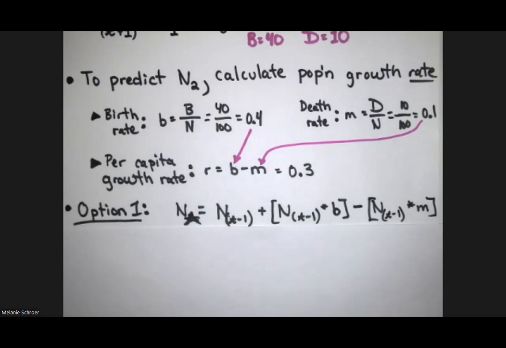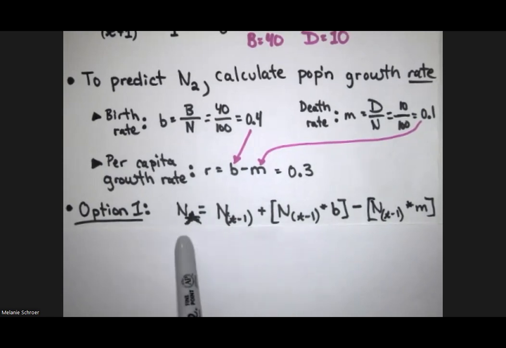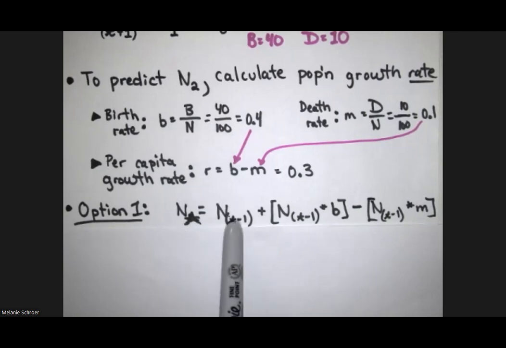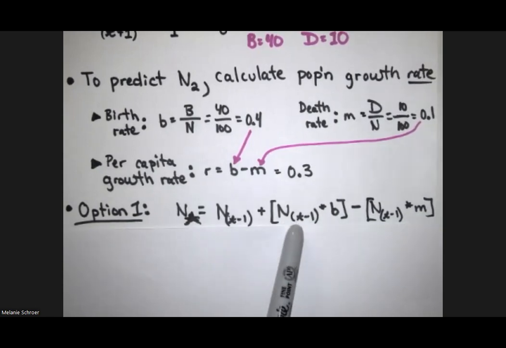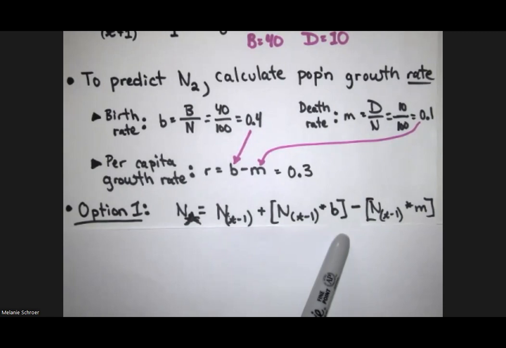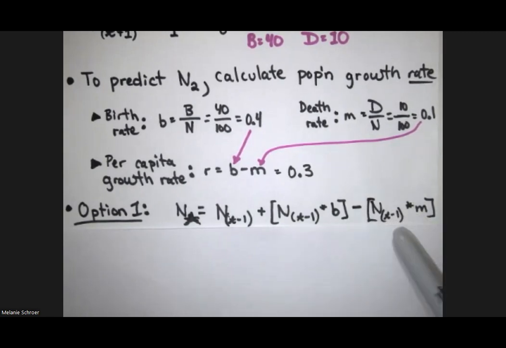All right, so option one, we can calculate the number of animals in the population in year T, whether it's year 1, year 2, year 17, whatever. We can do that by taking the previous year's population size, T minus 1, the number of animals last year, plus the number of animals last year times the birth rate. This gives us how many tigers were born, minus the number of animals last year times the mortality rate. This gives us how many animals died.